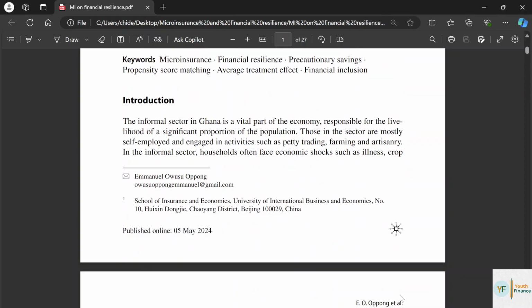Okay, before we move to the introduction section, here is the name of the corresponding author, his email address, and then his affiliation at the time he started writing the paper.